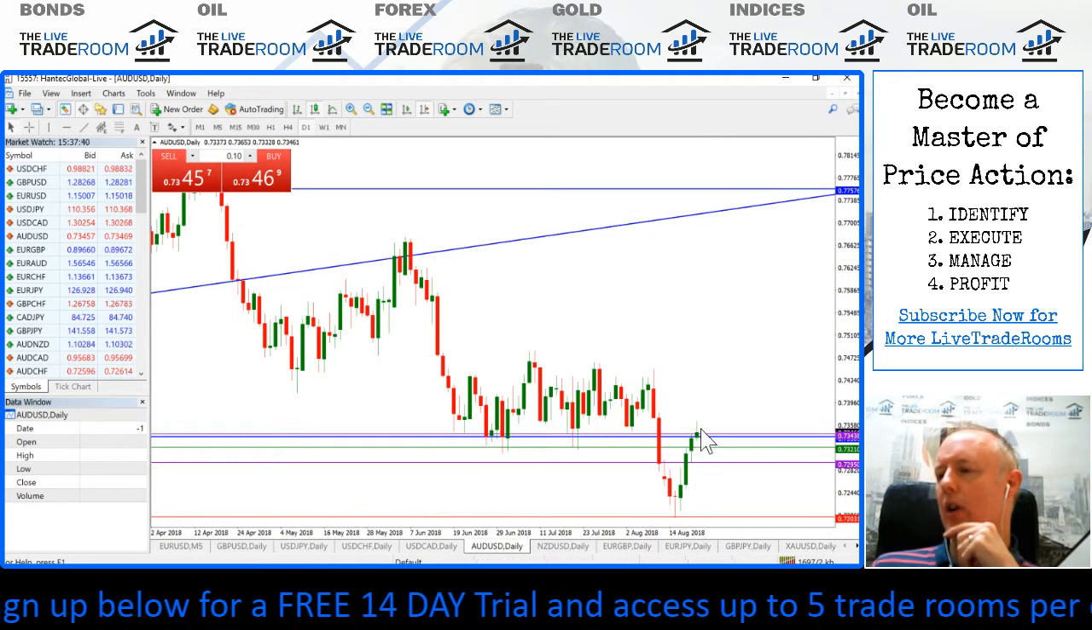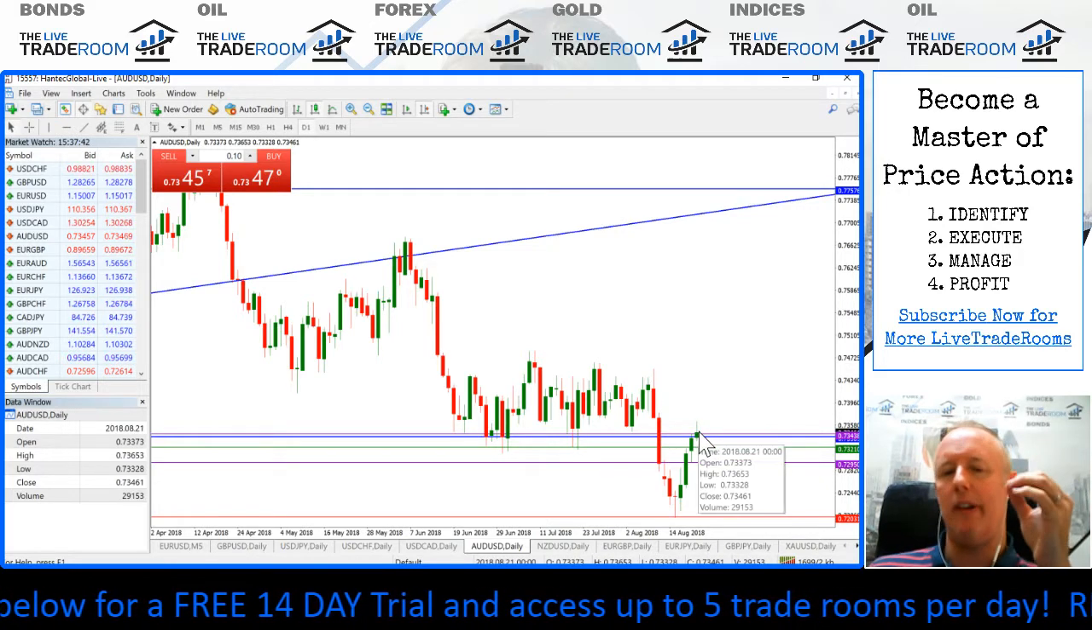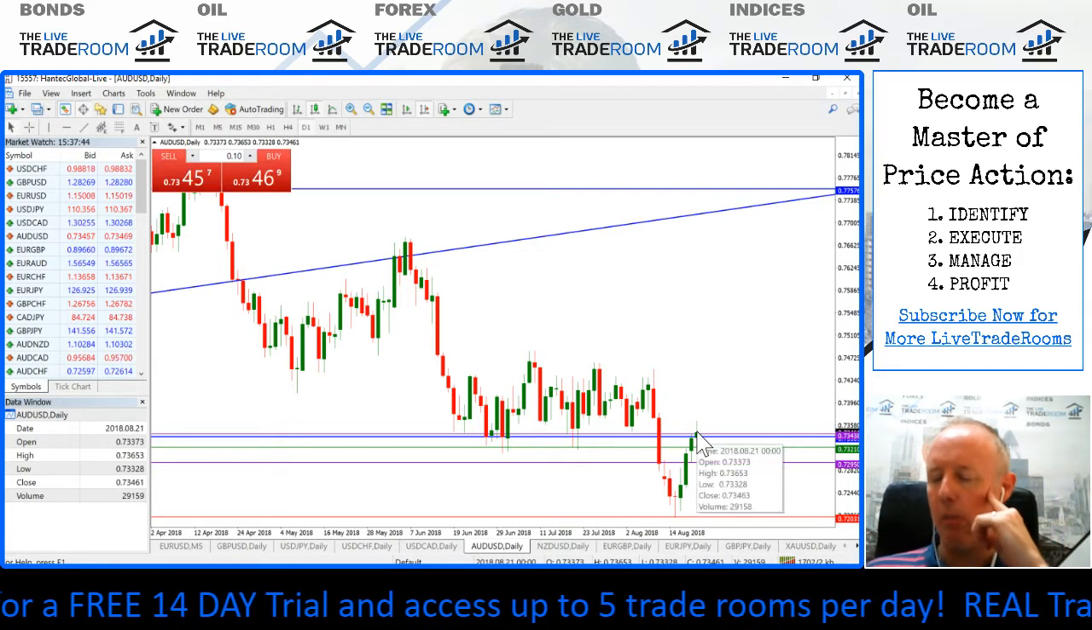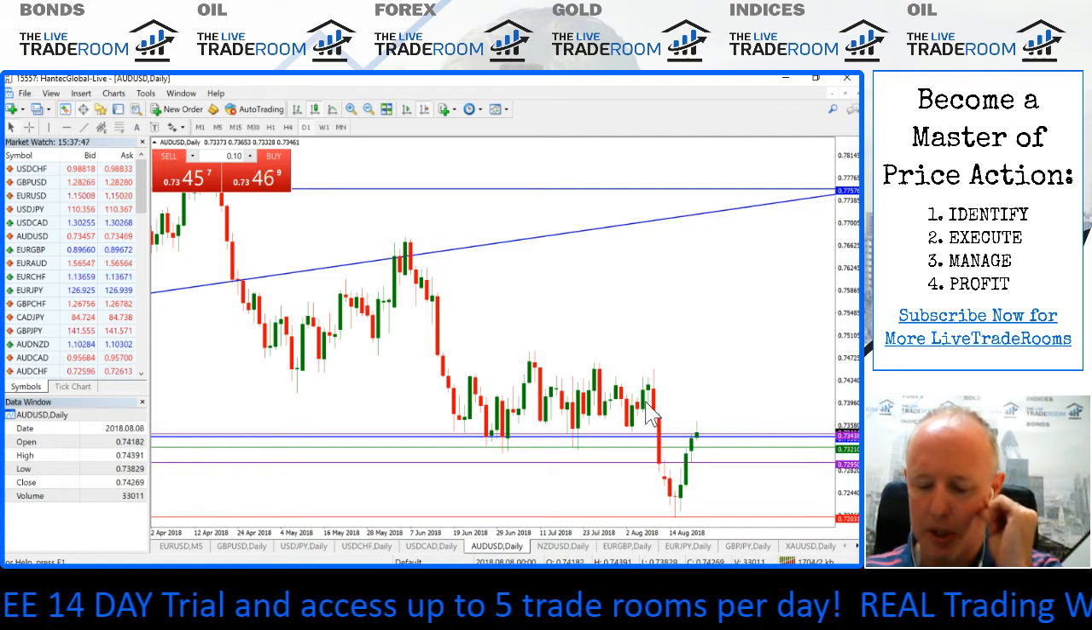Aussie dollar really struggling to push higher, which is exactly what we want to see. Maybe not from an opportunity as far as today is concerned.